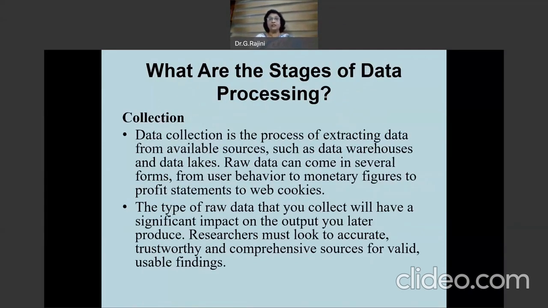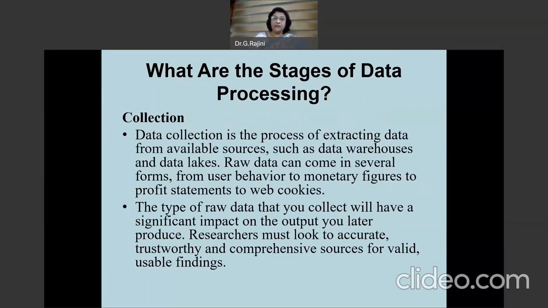So what are the stages of data processing? The first and foremost thing is data collection. Data collection is a process of extracting data from available sources such as data warehouses and data lakes. Primary data is what you collect for the first time as the researcher. But there are secondary sources where you can retrieve data which was collected for some other purpose. So you have data warehouses and data lakes.